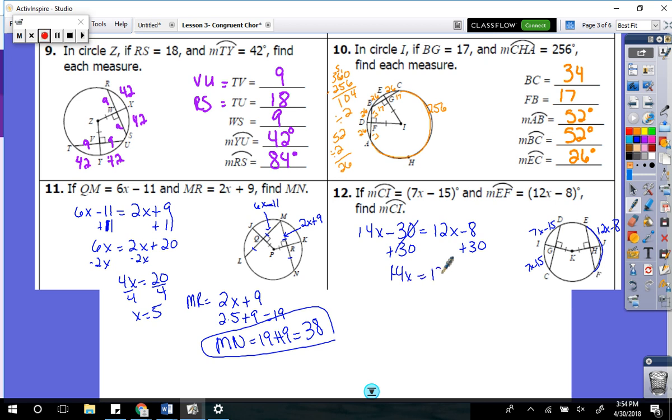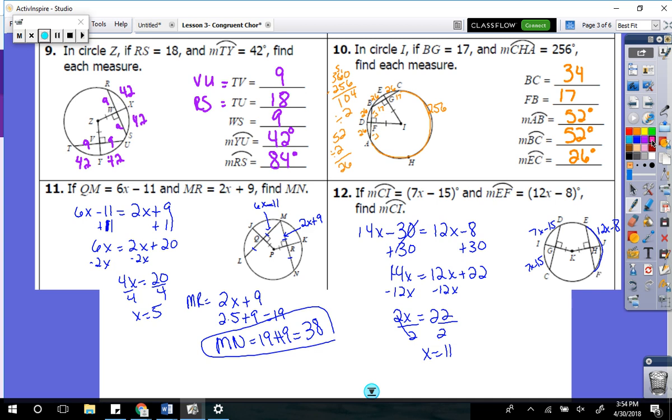14x plus 12x plus 22 is 12x. 2x equals 22, divide by 2. X equals 11. Okay, that's not what we're looking for though.